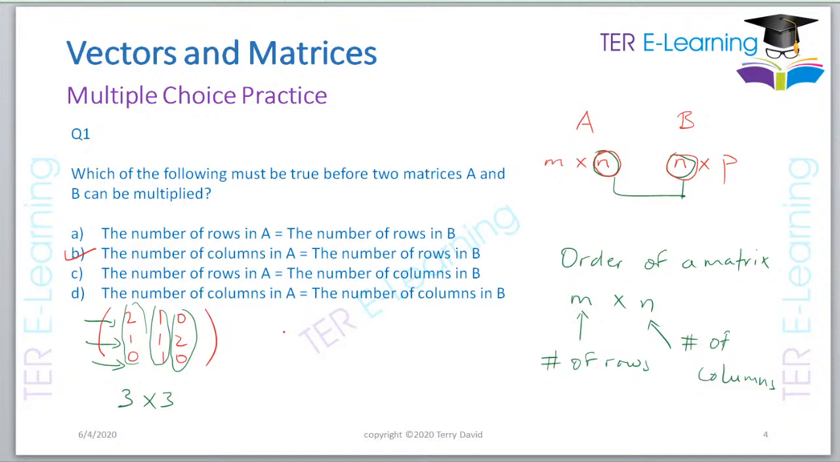What about something like this? 2, 1, 2. What if you have a matrix like this? What is the order of that second matrix? Take a look at the second matrix. We just have 2, 1, 2. What is the order of that matrix?